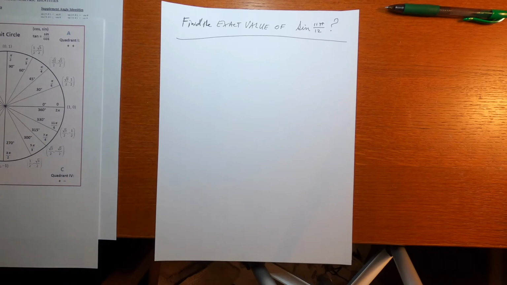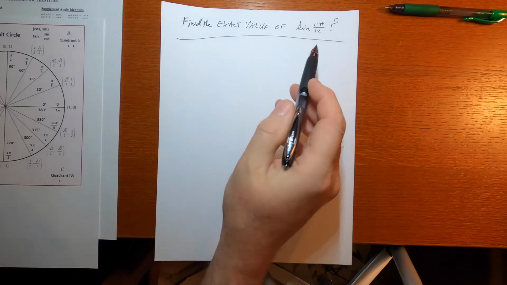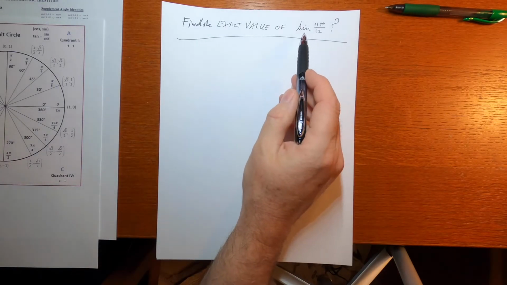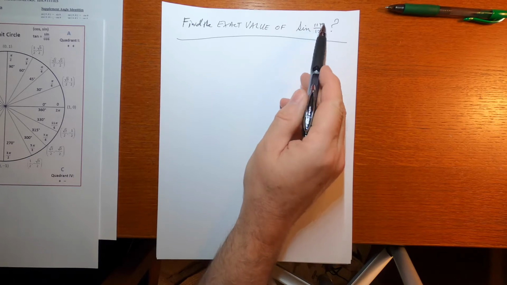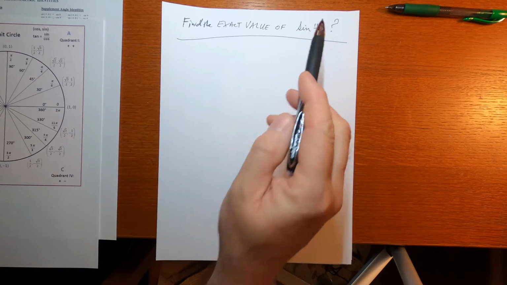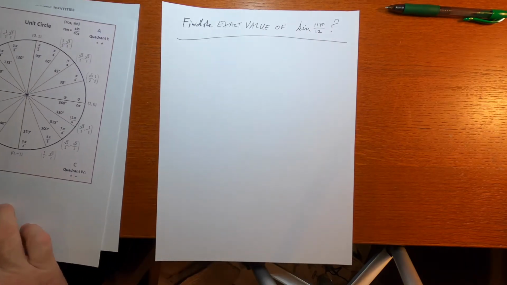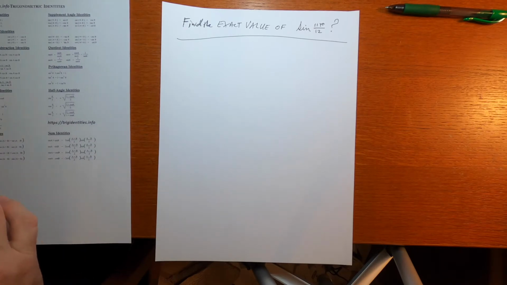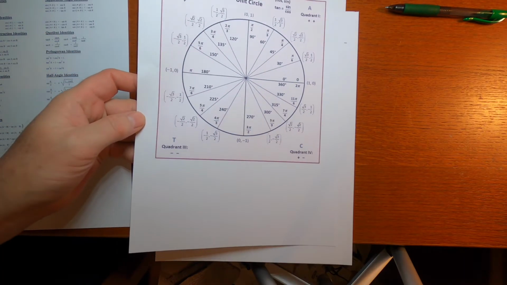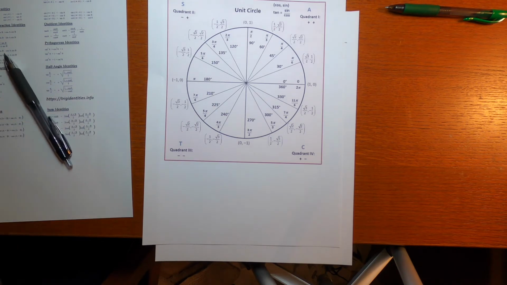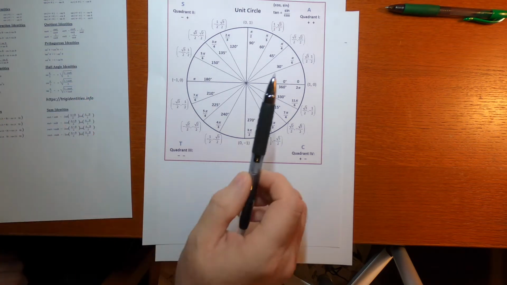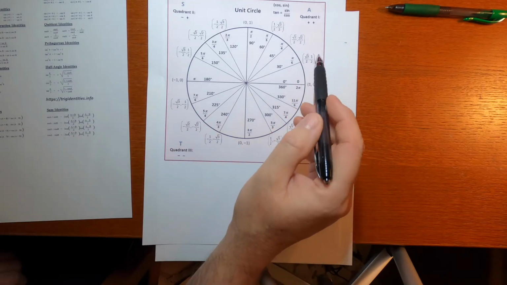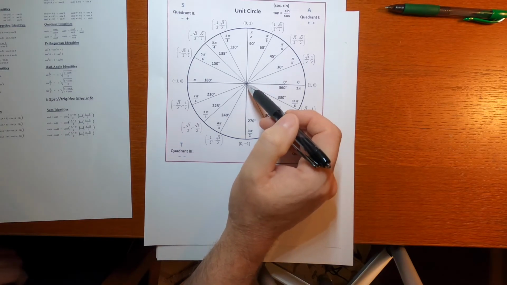Good evening. Today's problem is another trigonometric problem, and we need to find the exact value of the sine of 11 pi over 12. Now, if you look at the unit circle, or most every unit circle, you will not find pi over 12. I can assure you.